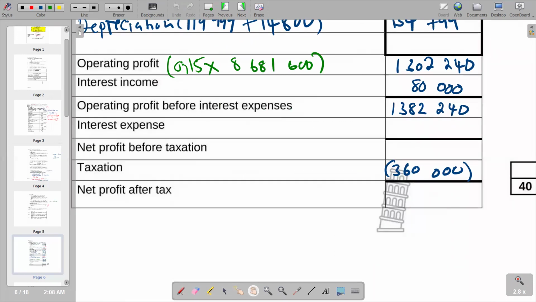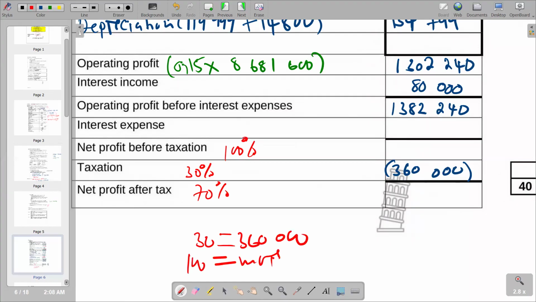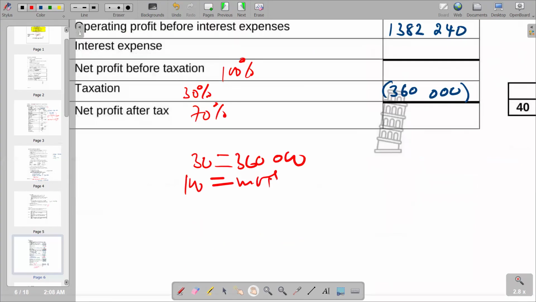In terms of our representation, we are going to say our taxation is 30%. Net profit before taxation is supposed to be 100%. Then net profit after tax is 100 minus 30, you get your 70%. So to get the net profit before taxation, we're going to say 30% is equal to 360,000. Then the figure that you want is 100%. So it's equal to more. So we just say, denominator, multiply by 360,000. And you see what we are supposed to get.